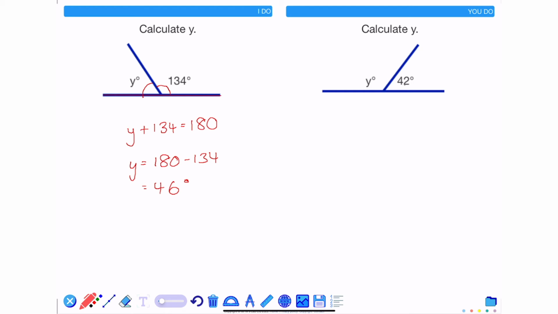So knowing that these two angles, y and 42, add up to 180, I can write y plus 42 is equal to 180 degrees. To calculate y, I take 42 from 180, and this leaves me 138 degrees. And this is the angle y.